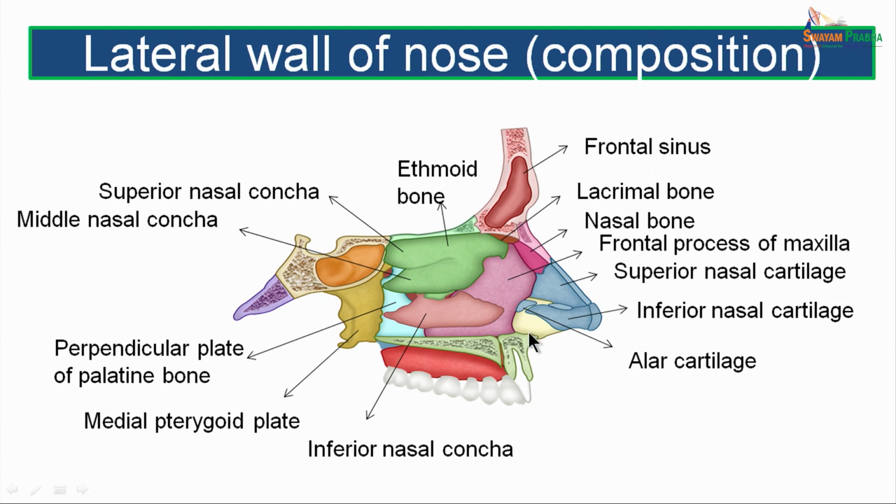Whereas, what we see here anterior most near the ala of the nose is the cuticular part composed of fibrofatty tissue covered by skin containing small fine hair which are known as vibrissae.